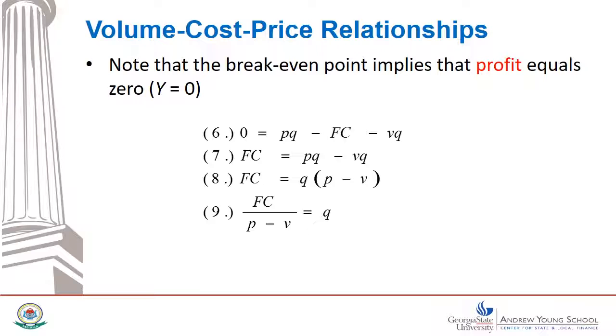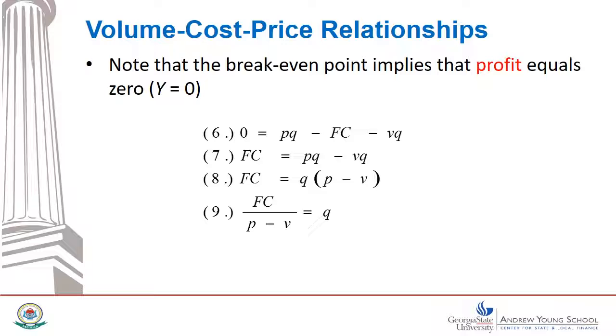Note that a break-even point implies that profit equals 0, or where revenues just cover all of our costs. Restated in abbreviated form, it's Y equals 0. Equation 6 inserts 0 as Y, or profit, in the prior equation 5. It reads as the break-even of 0 profit is equal to the product of price multiplied by quantity, then minus any fixed costs, then minus the product of variable costs times quantity.